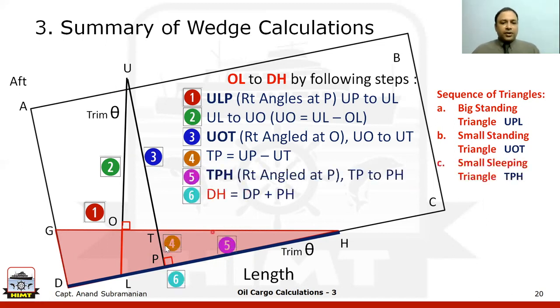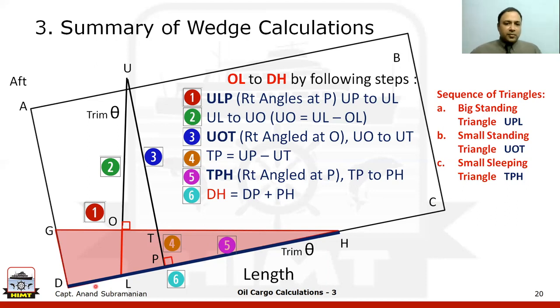Subsequently to that, we are going to refer to the small sleeping triangle, the horizontal triangle. That's the small triangle TPH. From TPH we can find out what PH is. From PH we find out DH, and DH is the one which decides whether it's a wedge or not.